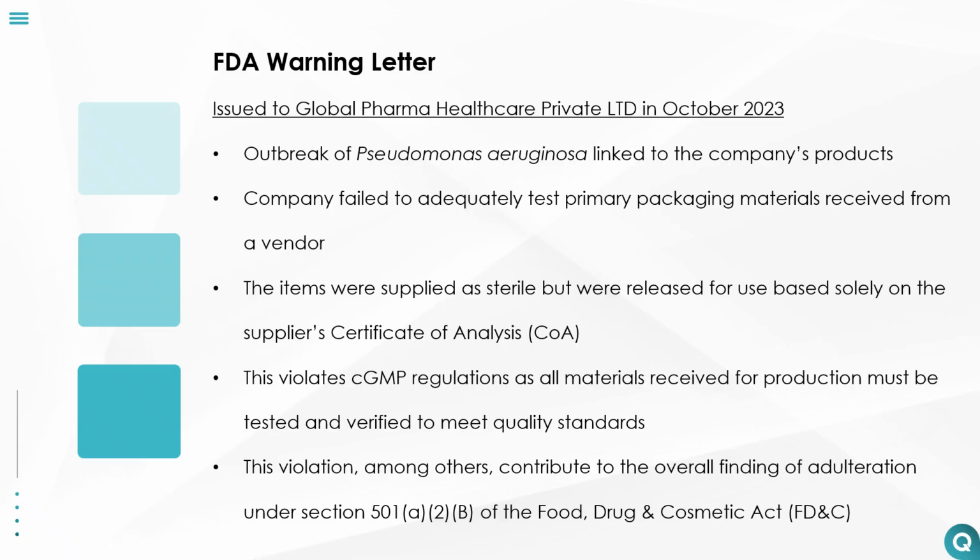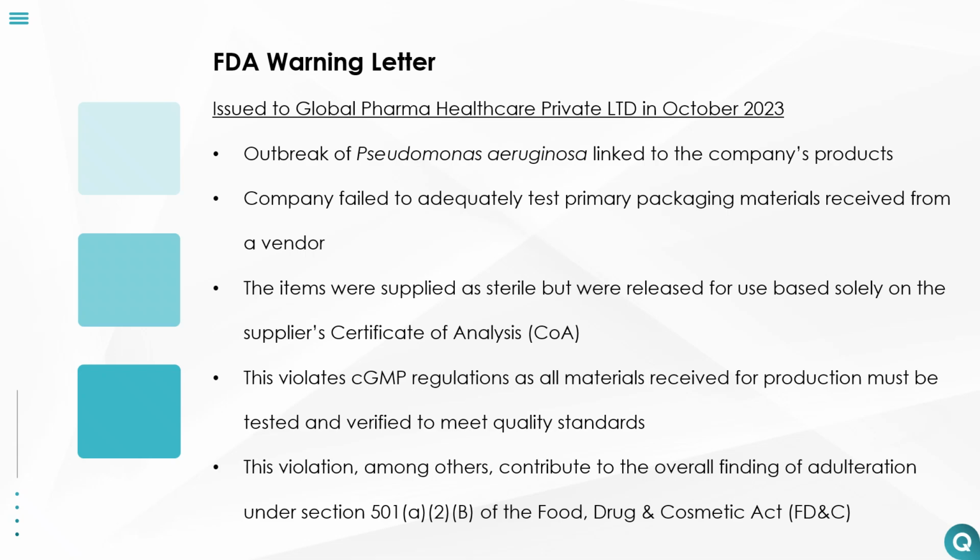A major violation in the warning letter was the company's failure to properly test primary packaging materials from the vendor. These materials, labeled as sterile, were used based on only the supplier's certificate of analysis, or COA, which violates CGMP regulations. CGMP requires that all materials be independently tested and verified before use in production to ensure quality and prevent contamination.